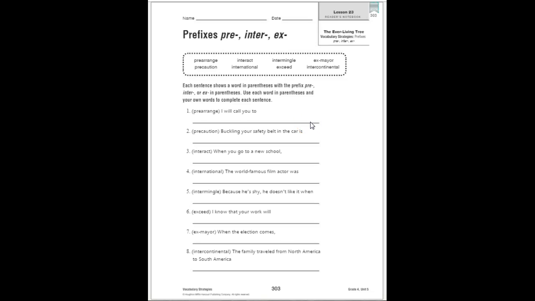Notice how I didn't have to rewrite the whole sentence. I just needed to keep it going. I will call you to, and then I'm going to use our word, prearrange the plans for our trip, period. You're going to follow that example for the rest of these sentences using the prefix words in parentheses and finishing each sentence. Make sure to have your learning adult check your sentences to make sure you use the word correctly.